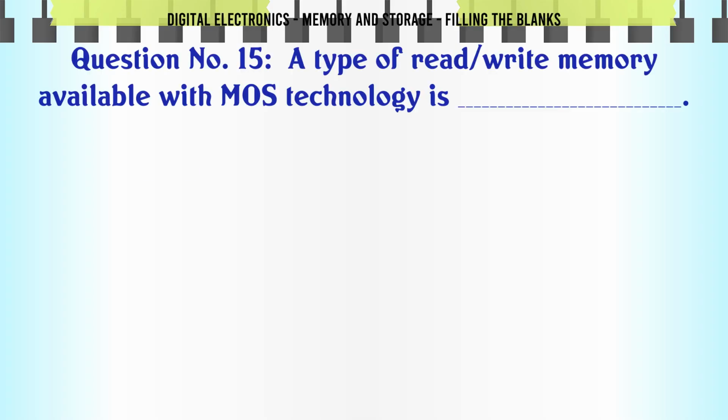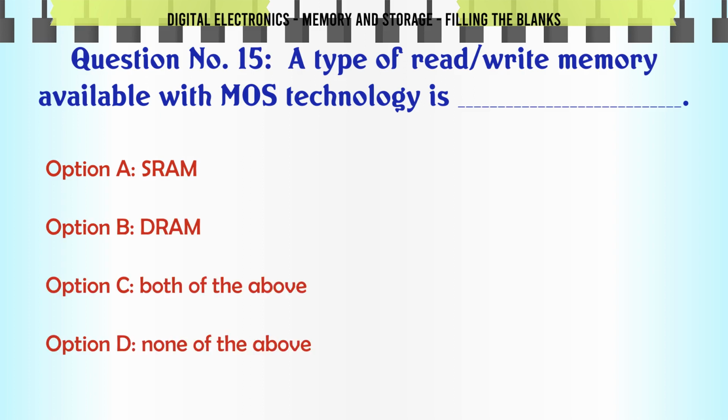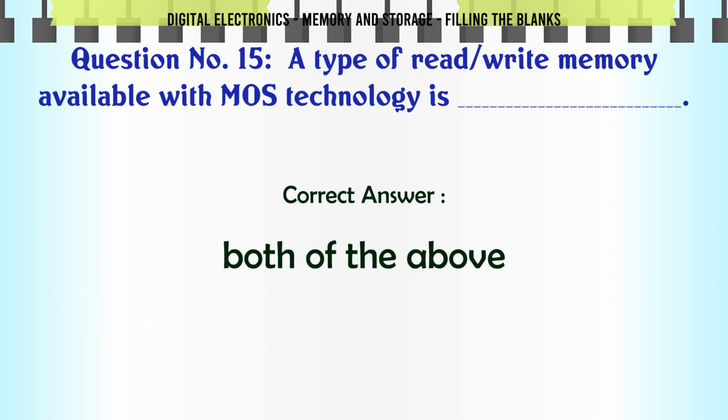A type of read-write memory available with MOS technology is A. SRAM. B. DRAM. C. Both of the above. D. None of the above. The correct answer is both of the above.